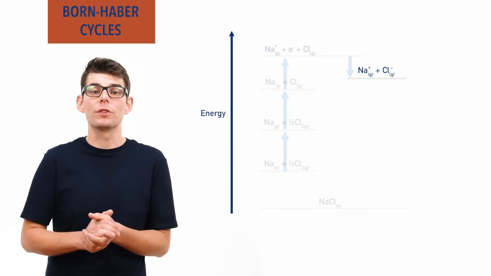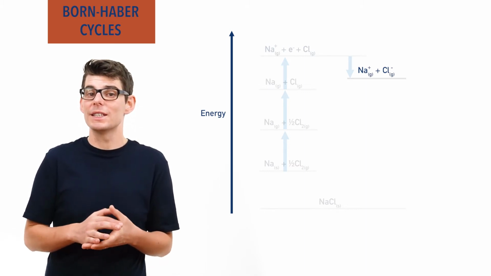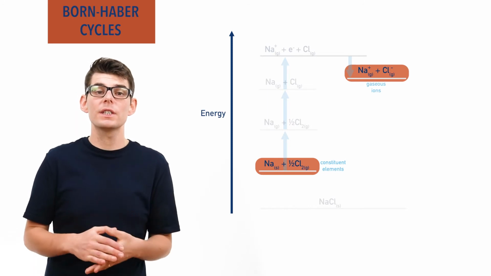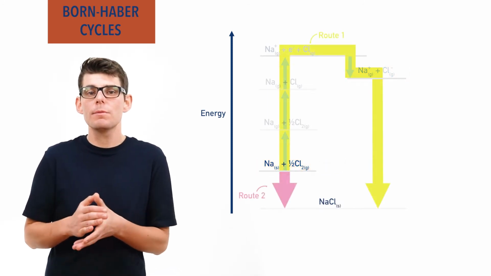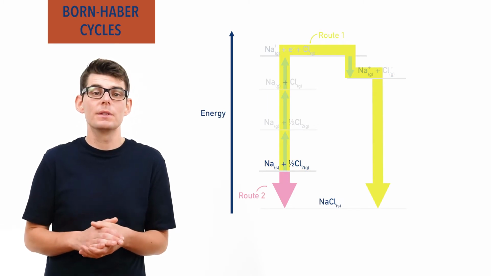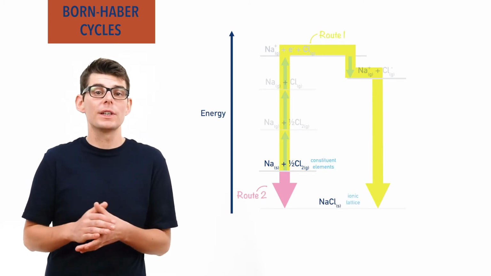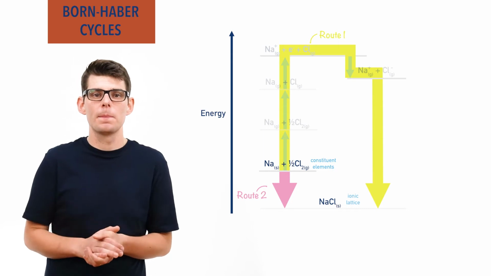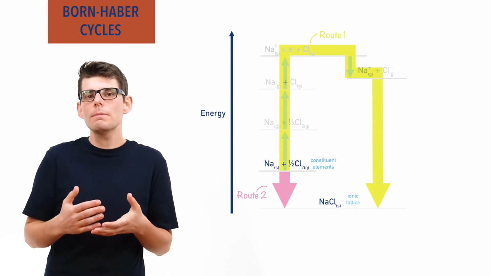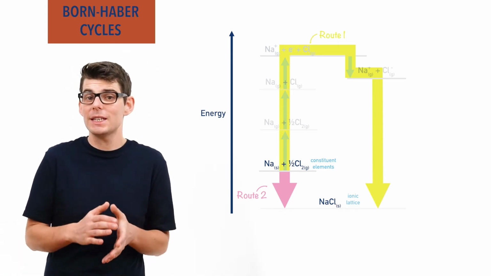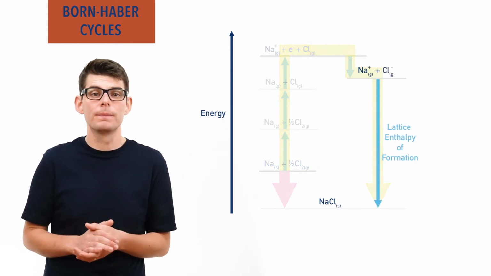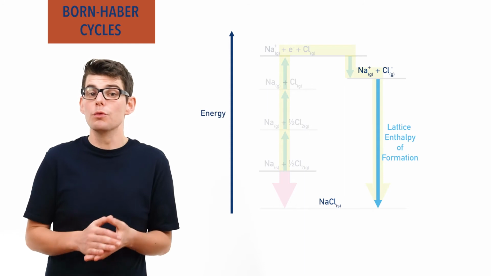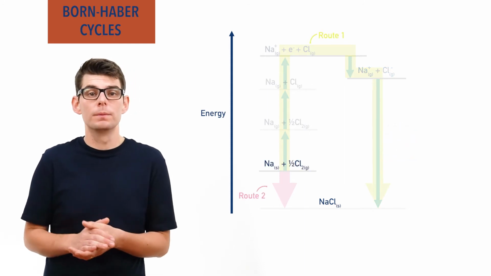We have now got the constituent elements converted into gaseous ions and have constructed a Born-Haber cycle. We can see the two possible routes of going from constituent elements in their standard states to an ionic lattice in full. By adding in all the measured enthalpy changes for the particular steps outlined, we can find the lattice enthalpy of formation. Using Hess's law, route 1 equals route 2.